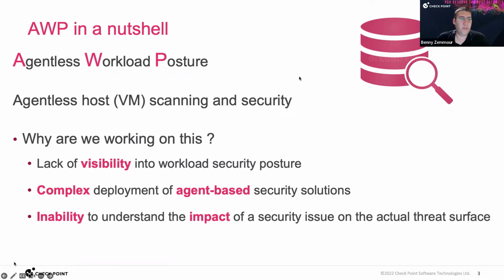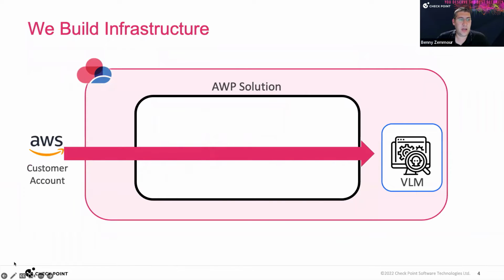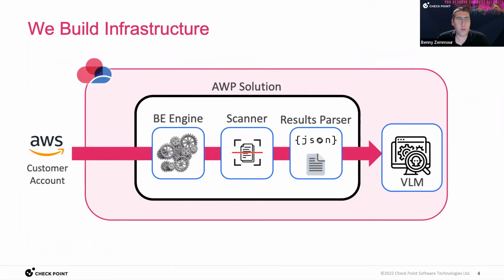What I want to show you today is how to understand what we are giving. So in AWP we have an engine to scan all the VMs. All the scanning is agentless, so we are not affecting the machine itself. We are using snapshots, and all we are doing is running on the snapshot, and we can scan and get all the information.